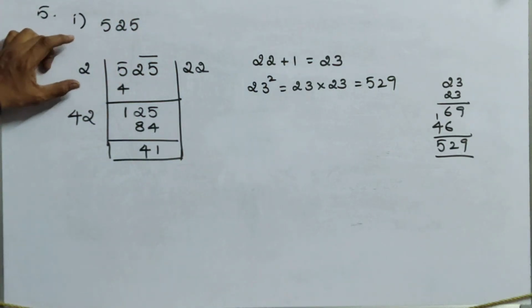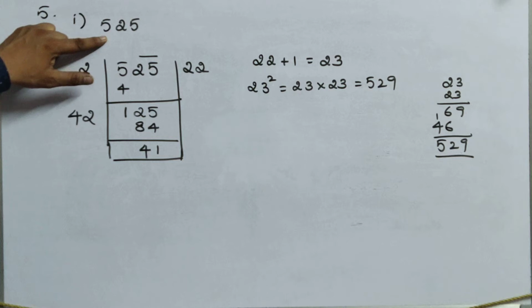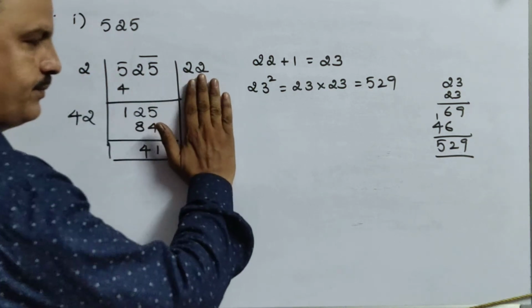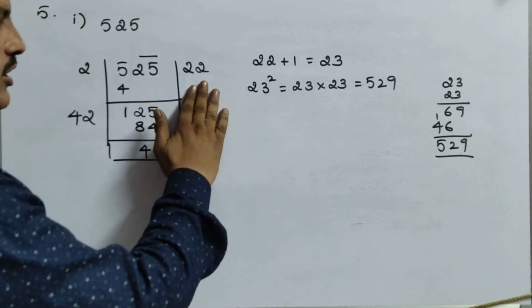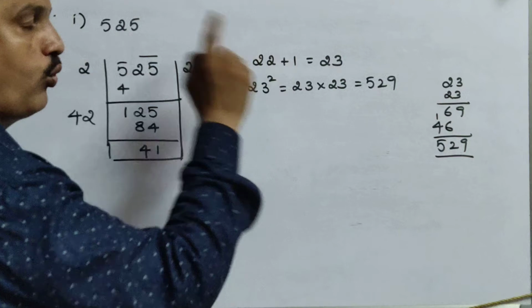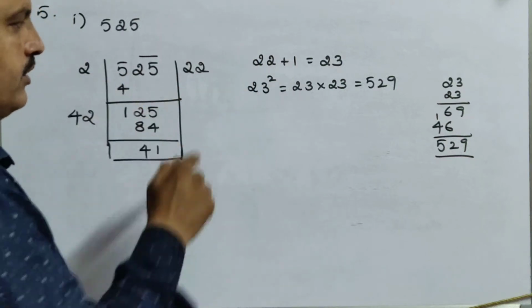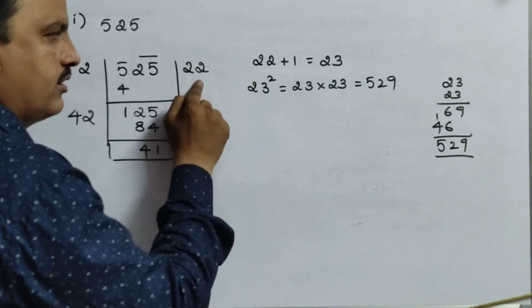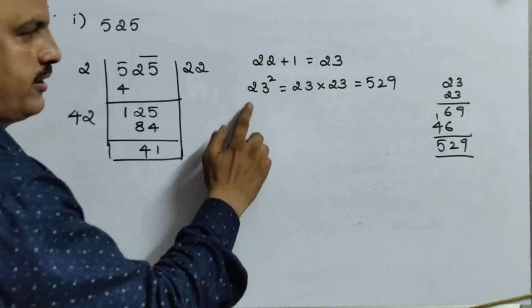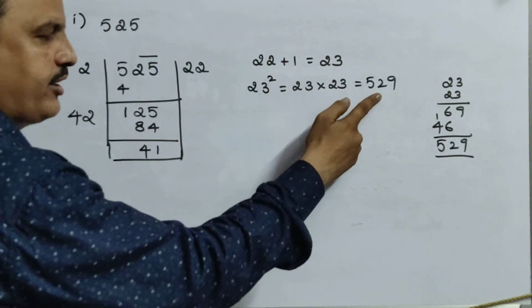I did not finish the sum. So first, whatever the given number, find out like this in this way. Whatever the number you get here, on the right side, which you are taking always for the square root, take that number and add 1. This is for addition. Add 1 to the 22. So 22 plus 1 is 23. Do squaring on that. So 23 square, that means 529.